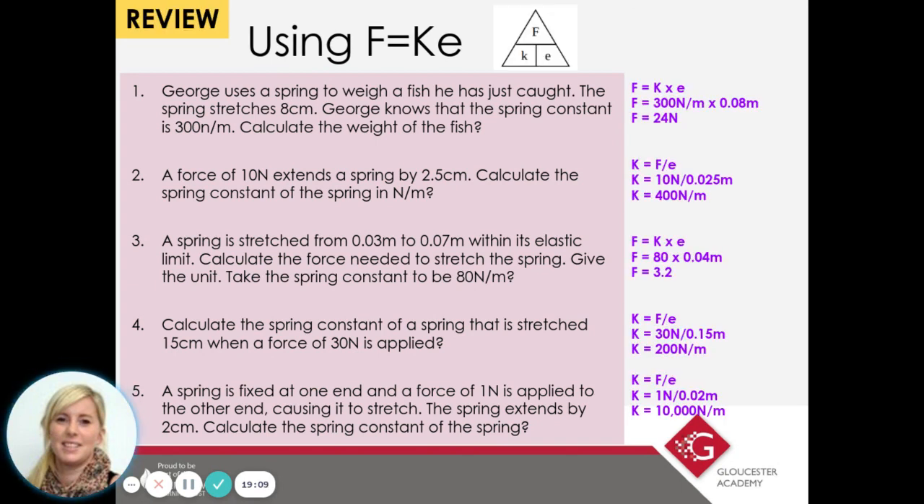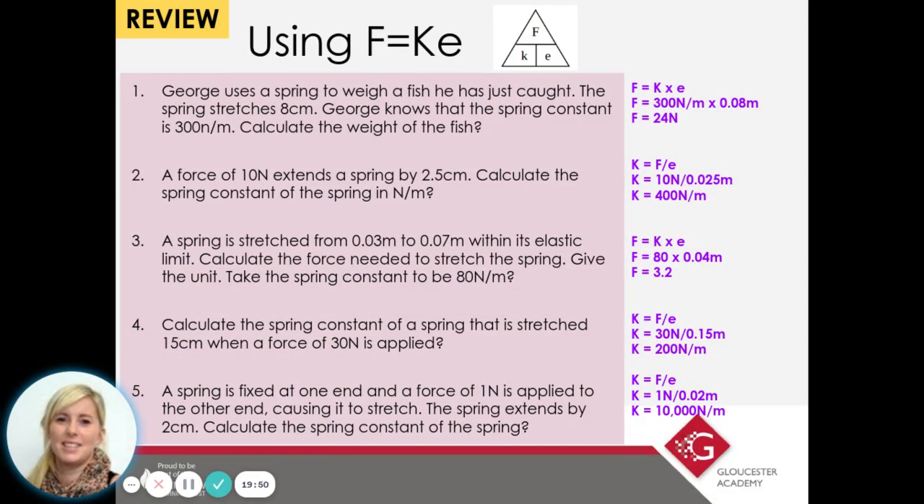Okay, so let's go through the answers. We've got the first one, number 1, F equals K times E. I just want you to look at the layout of my answers now. This is how you should be showing your working for all equations. We've got the equation we need to use. Then we've got F equals 300 newtons per meter times an extension of 0.08 meters. And we have a final answer of 24 newtons. See how the 8 centimeters in the question, you have to convert into meters. You simply divide it by 100 and you get a final answer of 24.